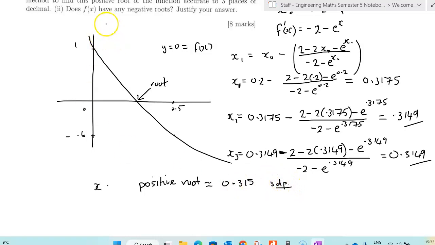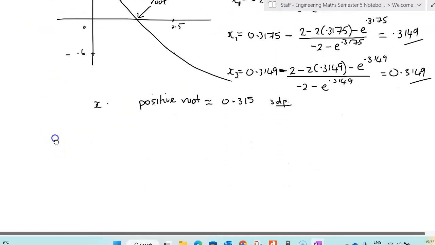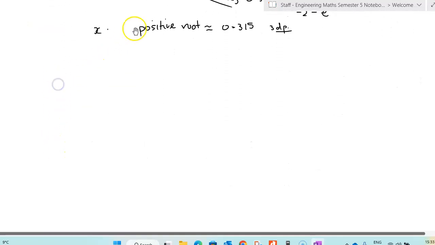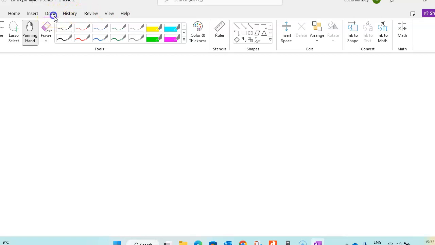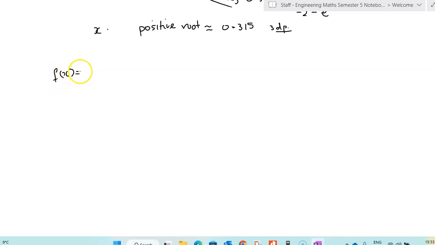Now, the next part was, does f(x) have any negative roots? So the quick way of looking at this is to draw a graph, and you'll see that it doesn't. Or you can just look at the function, because some people don't like drawing graphs. f of x is equal to 2 minus 2x minus e to the x.